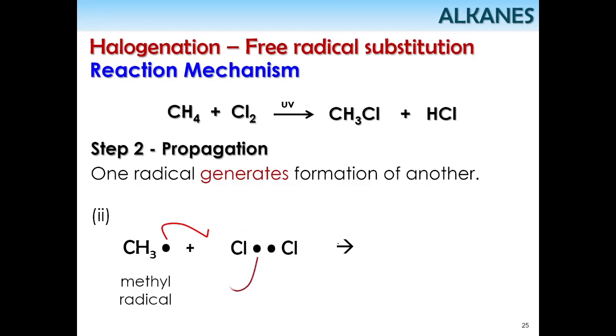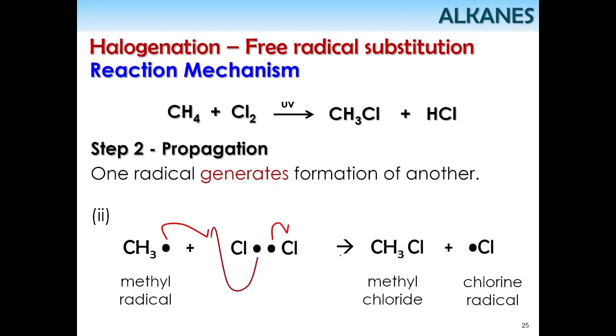So let's see. Single-headed arrow. So methyl chloride and also chlorine radical. Chlorine radical is a free radical. This is the free radical that we are looking for. As you can see, UV is no longer written here, right? UV is only needed for step 1. For the second step, no more UV is needed.